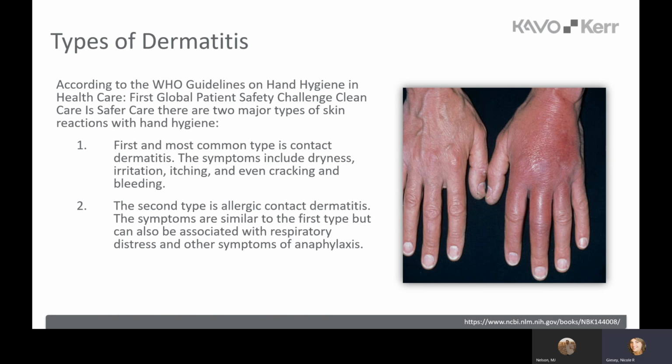And the second type is an allergic contact dermatitis. Those symptoms are similar to the first type, but they could also be associated with respiratory distress and other symptoms of anaphylaxis. Now, not only does this happen with hand hygiene products, but sometimes the accelerators in gloves could also cause this type of reaction, but it could be the accelerators in the gloves mixed with the products that are sold at the stores instead of getting a healthcare type of product.